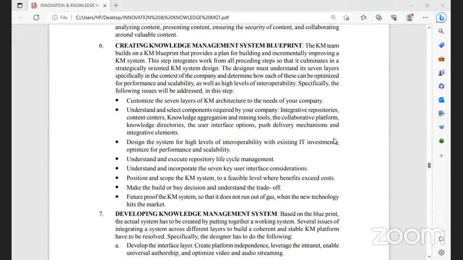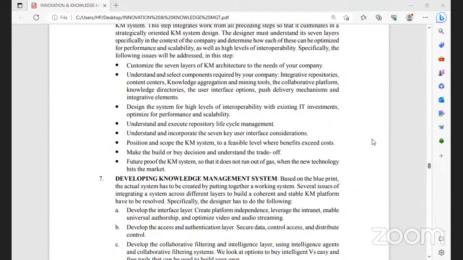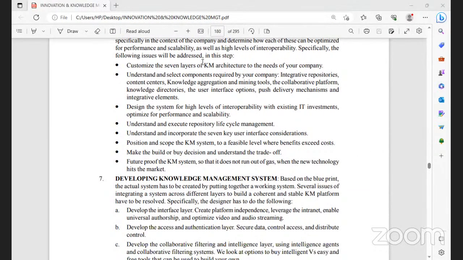Understand and execute repository lifecycle management. Understand and incorporate the 7 key user interface considerations. Position and scope the knowledge management system to a feasible level where benefits exceed costs. Make the build or buy decision and understand the trade-off. Future-proof the knowledge management system so that it does not run out of gas when new technology hits the market. They all will be addressed relating to the knowledge management system.